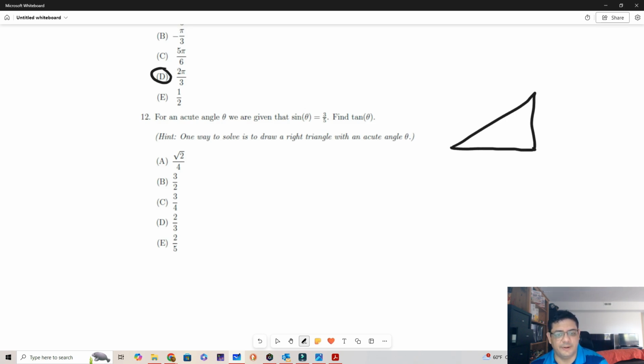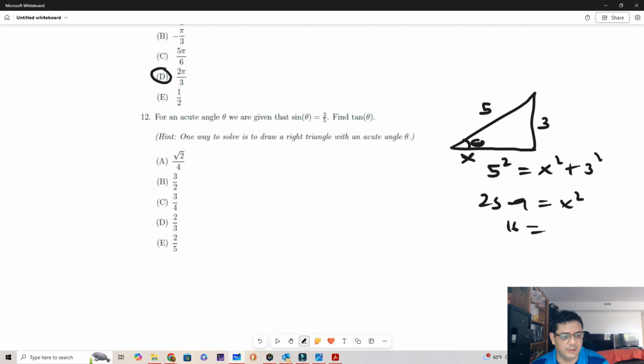And this is opposite over hypotenuse, so we can say the opposite is going to be here, the hypotenuse is going to be here. You can use the right triangle theorem, and so 5 squared is equal to x squared, which is the amount that we don't know, the adjacent here, plus 3 squared. And so we have 25 minus 9 equals x squared, so 16 equals x squared, so 4 equals x. x needs to be positive since the angle is acute, and we are in the first quadrant.